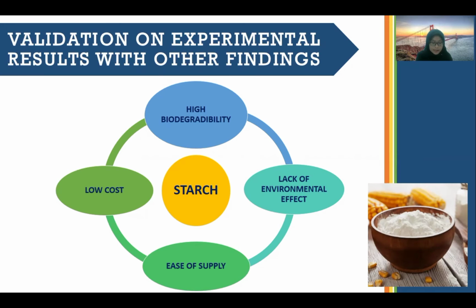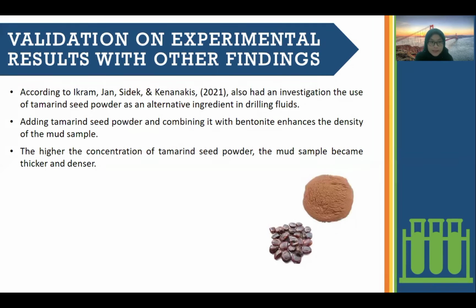Starch is a less costly natural resource as compared to polyanionic cellulose, PAC, and hydroxyethyl cellulose, HEC. Next, Ikram, Jan, Siddiq, and Kenanakis in 2021 also investigated the use of tamarind seed powder as an alternative ingredient in drilling fluid, especially to replace the artificial barite. So adding tamarind seed powder and combining it with bentonite will enhance the density of the mud sample.